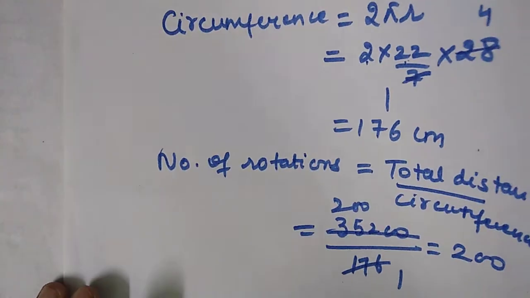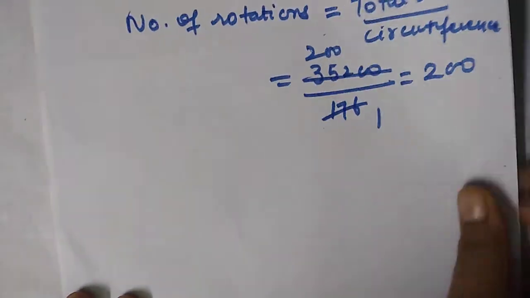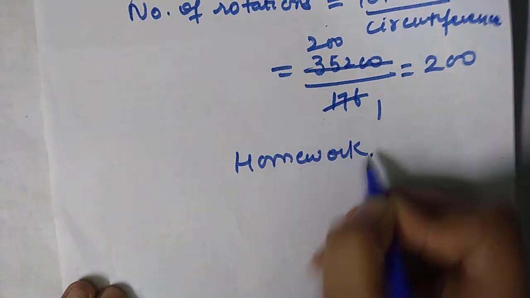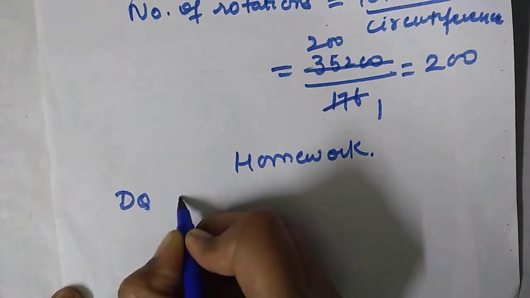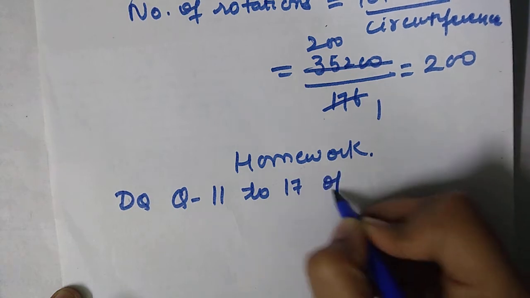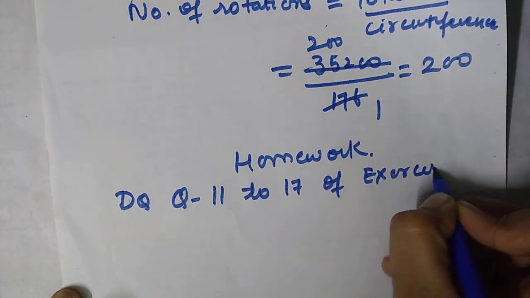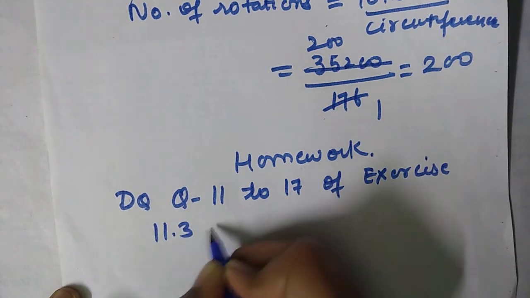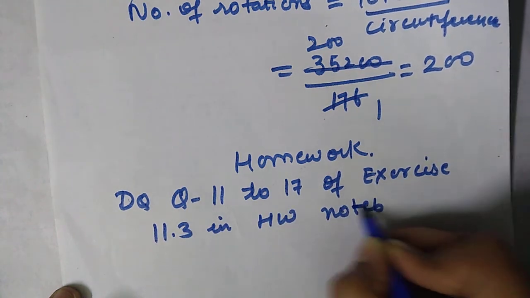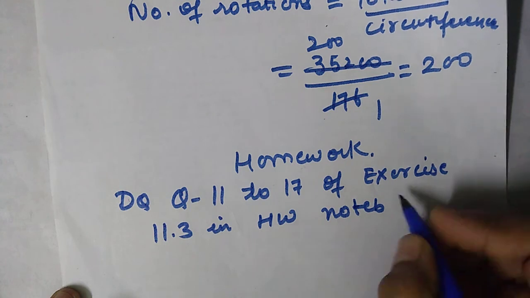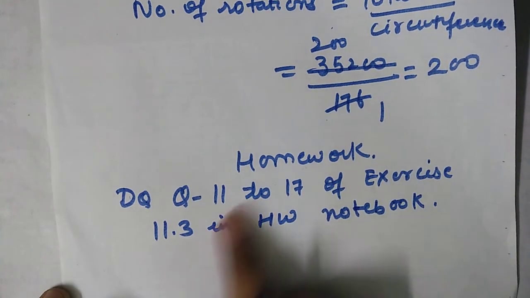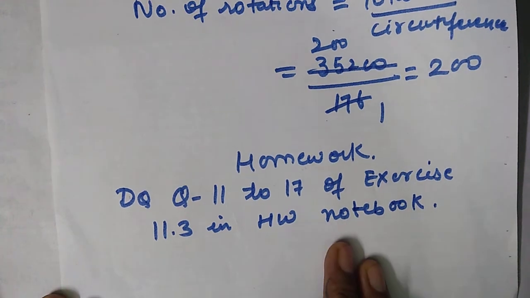Now this is all about exercise 11.3. Your homework is to do question number 11 to 17 of exercise 11.3 in your homework notebook. The typical questions, or the questions in which you might face some difficulty, I have explained. All these questions you have to solve in your homework notebook.